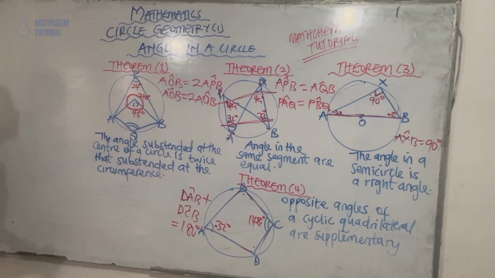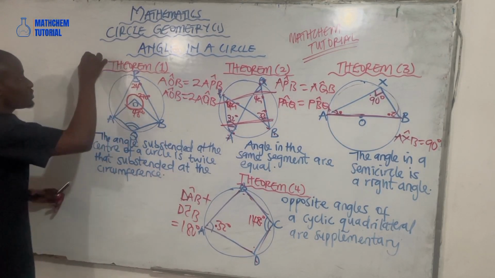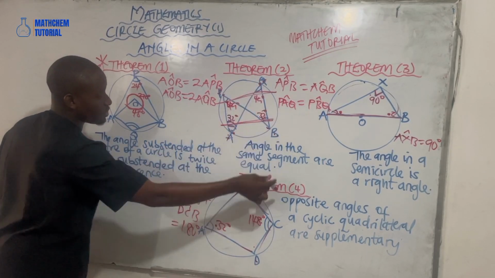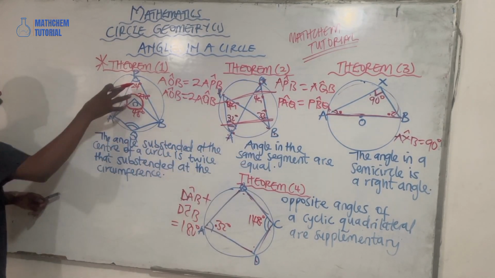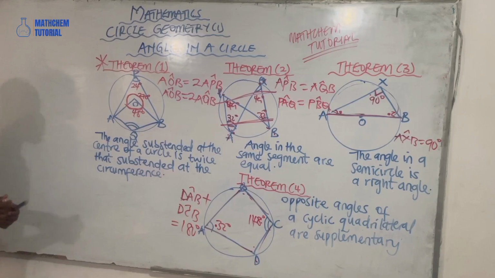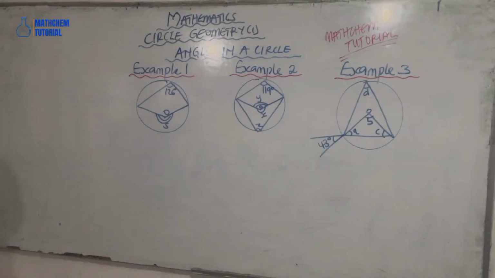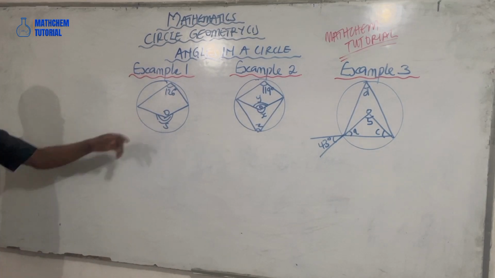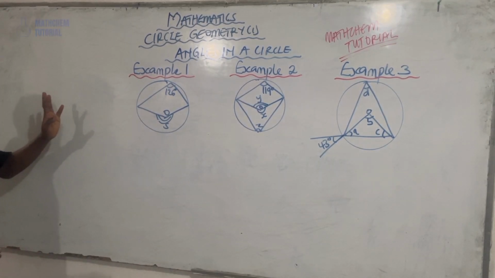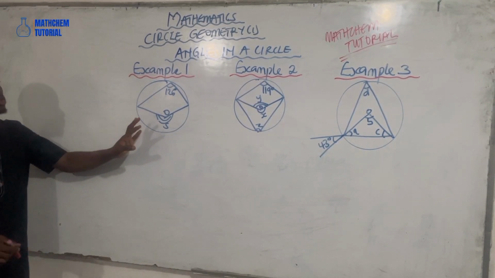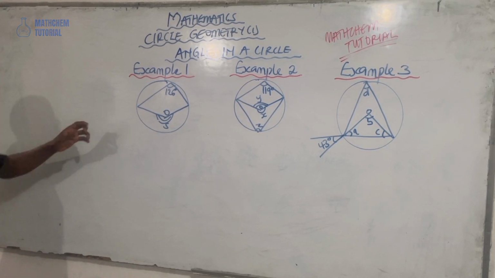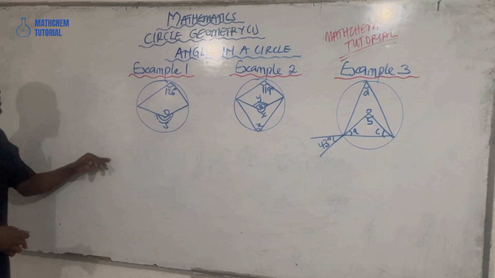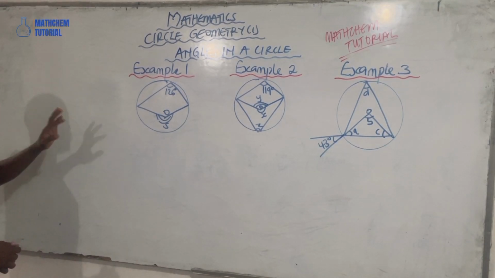Now for this particular video, I'm going to give examples based on theorem 1. Theorem 2, theorem 3, theorem 4 will be in the next video. So let me give examples based on theorem 1. In example 1 now, we have to look for this angle x. Remind you, the examples 1, 2 and 3 shown on the board only pertain to the first theorem I explained earlier. The other 3 theorems will be in the next video, so as not to make this video too long.